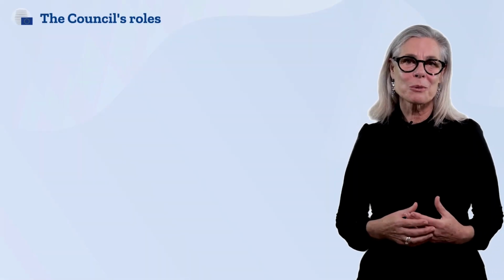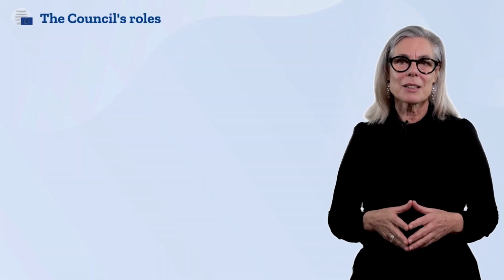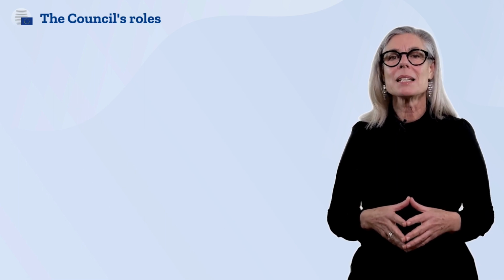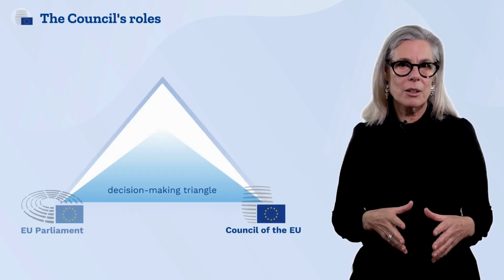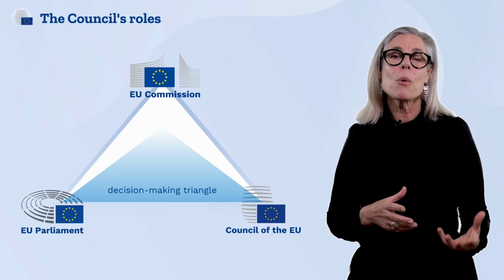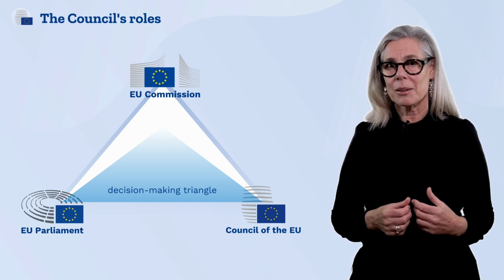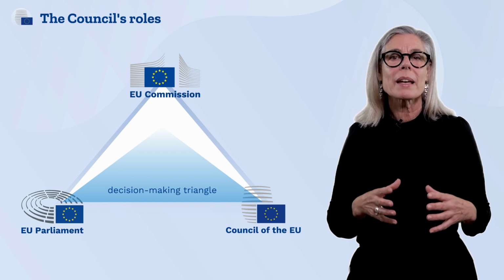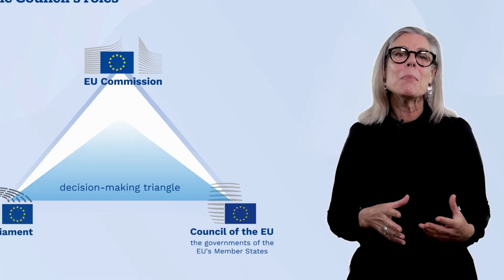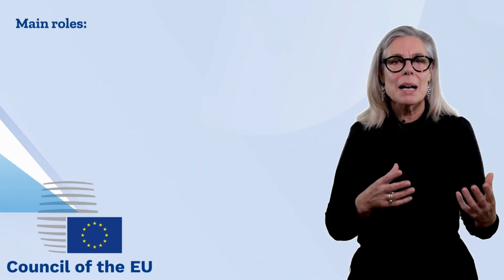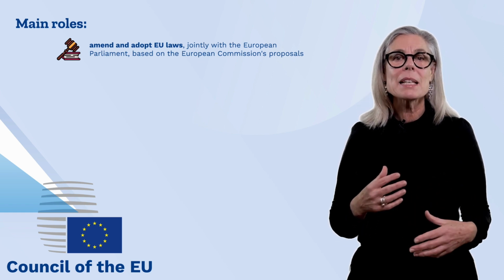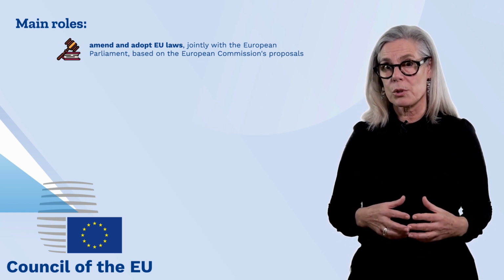The Council's roles. As mentioned earlier, the roles of the various EU institutions are best represented by a so-called decision-making triangle, a metaphor aimed at illustrating their interdependence and cooperation in EU decision-making. In this triangle, where the Council of Ministers represents the governments of the EU's member states, its main roles are to amend and adopt EU laws jointly with the European Parliament based on the European Commission's proposals.